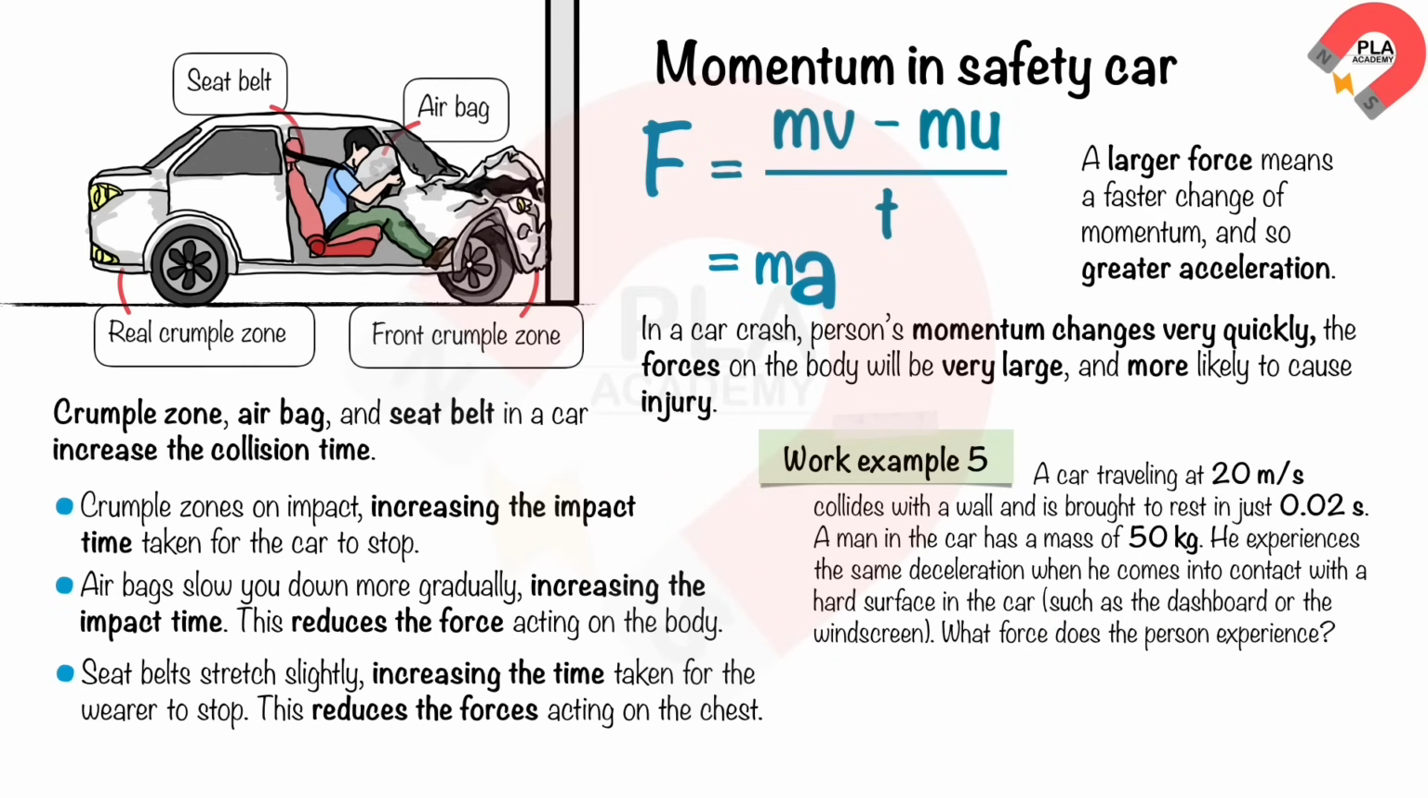experience? To find the force acting on the person, we use this equation. We substitute m is 50 kilograms, v is 0 meters per second, u is 20 meters per second, and t is 0.02 seconds. So, the resultant force is 50,000 newtons.